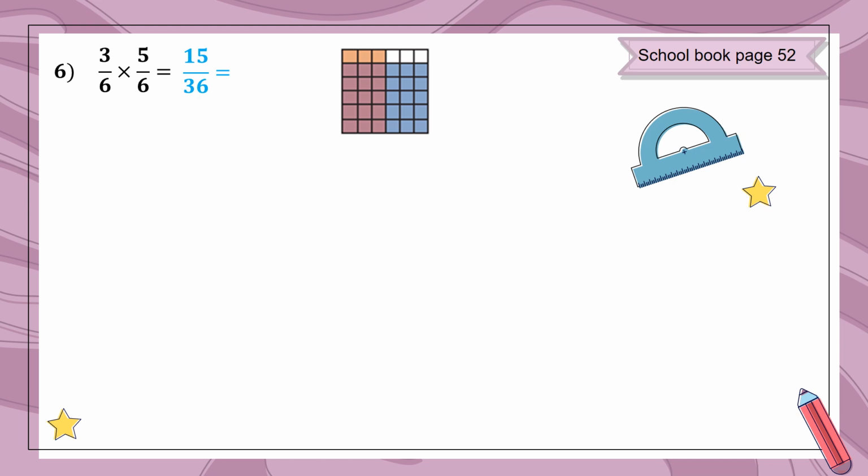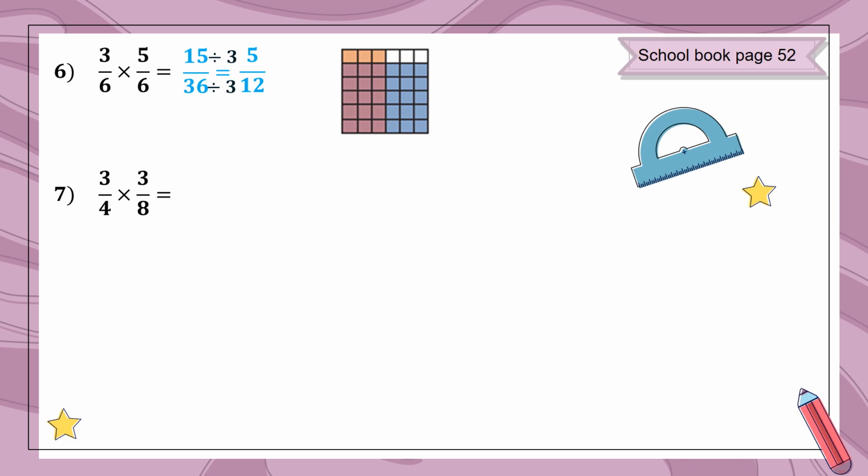15 over 36, I can divide up and down by what? Yeah, by 3. So 15 divided by 3 equals 5, and 36 divided by 3 equals 12. So it will be 5 over 12.